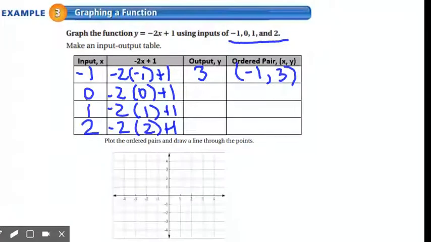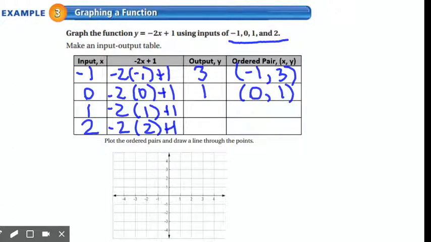All right. The next output value, we would find that by doing negative 2 times 0, which is 0, plus 1 is 1, making our ordered pair 0 from the first column and 1 from that third column that we just figured out.